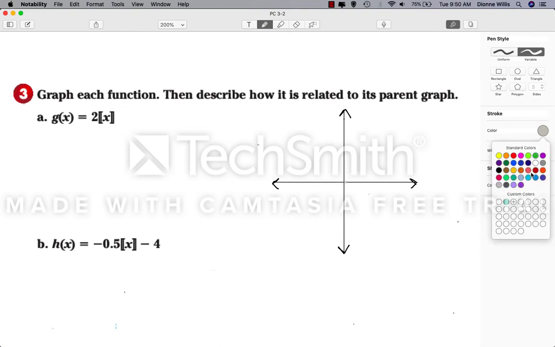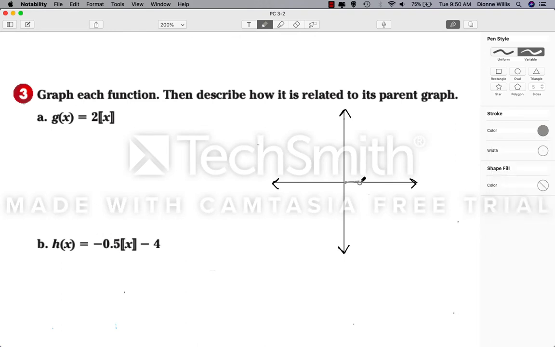So like usual, I like to graph the parent graph in gray so it doesn't take up a lot of visual space for us and we can kind of think through. So if you remember, I'm going to try to draw this a little bit neatly off camera.